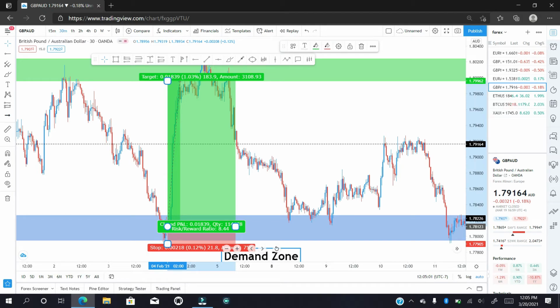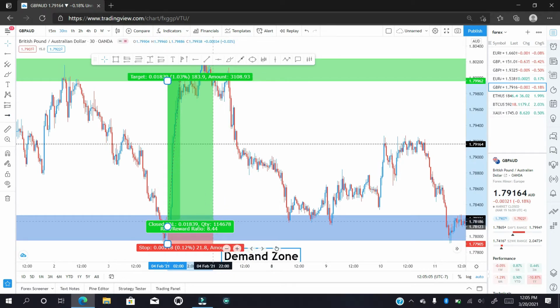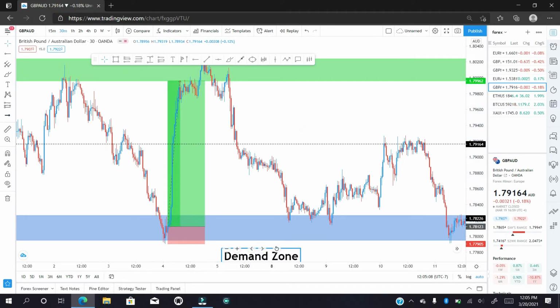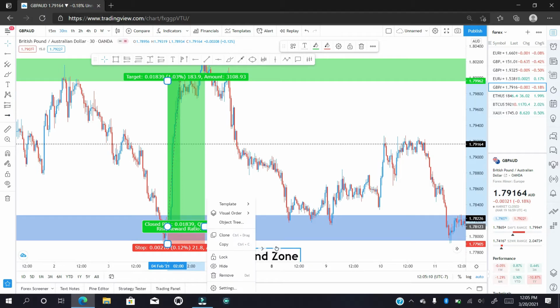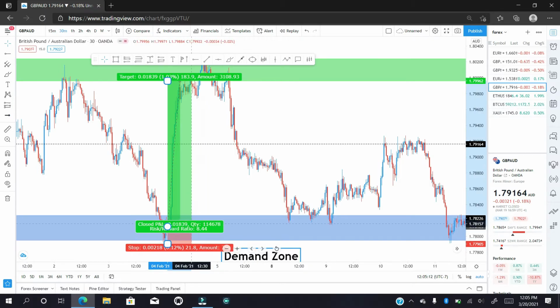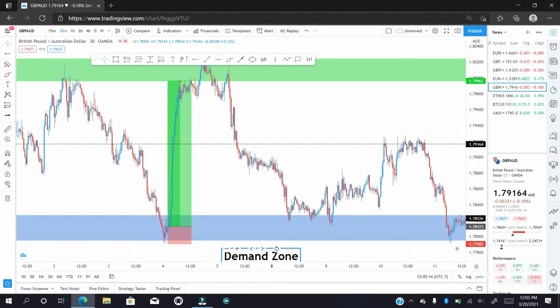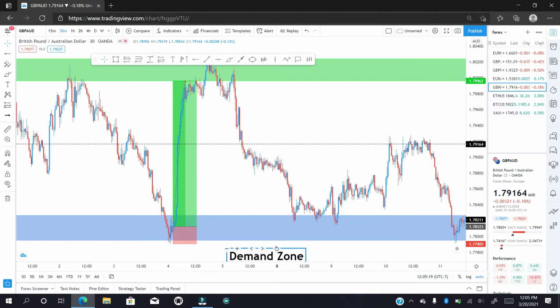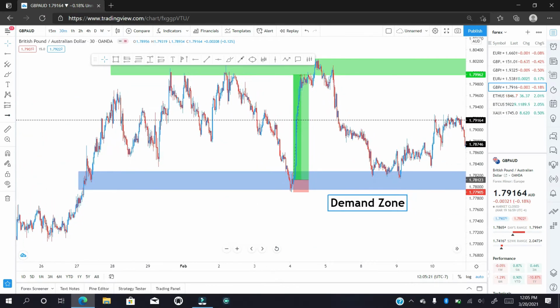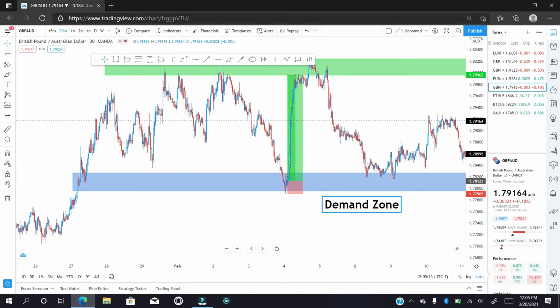So look at the risk ratio, guys. Look at the risk ratio. 1 to 8 risk ratio, easily. 1 to 8 risk ratio, guys. And it's very, very accurate, like a strategy. And that's why I like the strategy. It's very, very accurate.